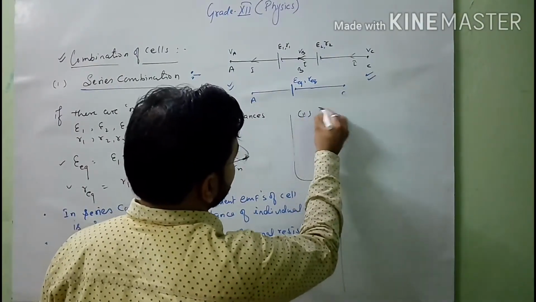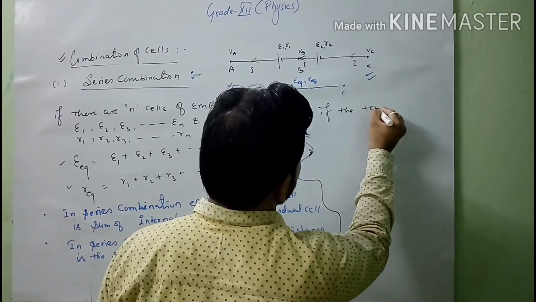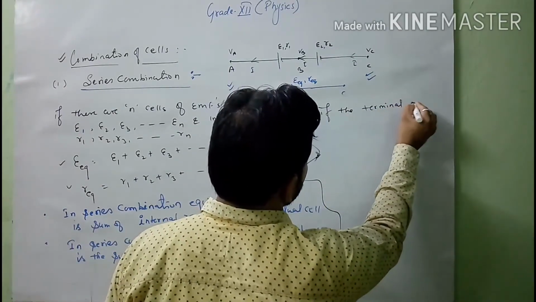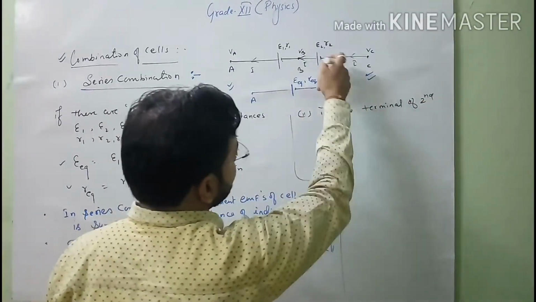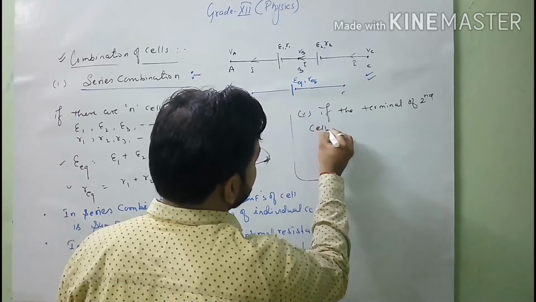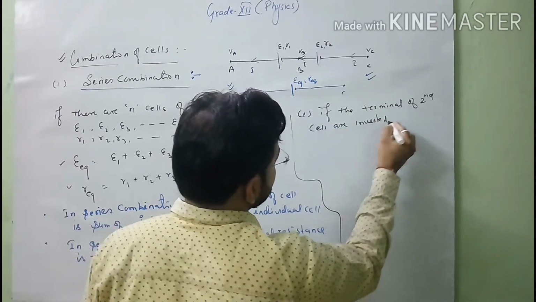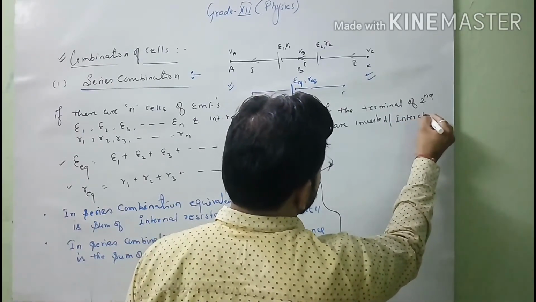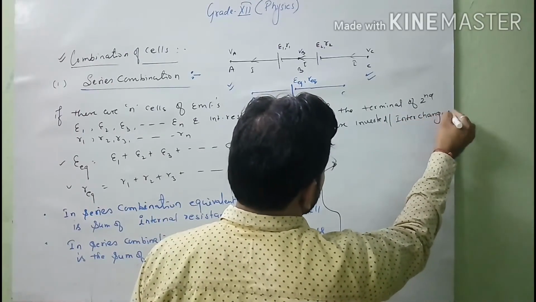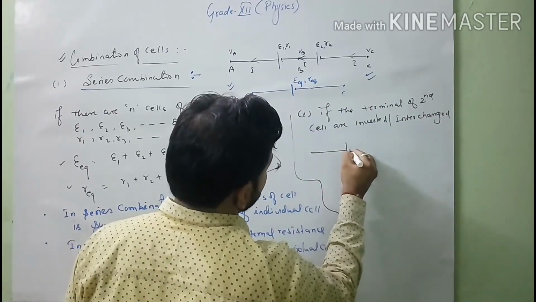Now case 2: if the terminals of one cell out of these two, here I am taking the second cell, are inverted. Inverted means interchanged. Clear? So at that time the diagram is this.